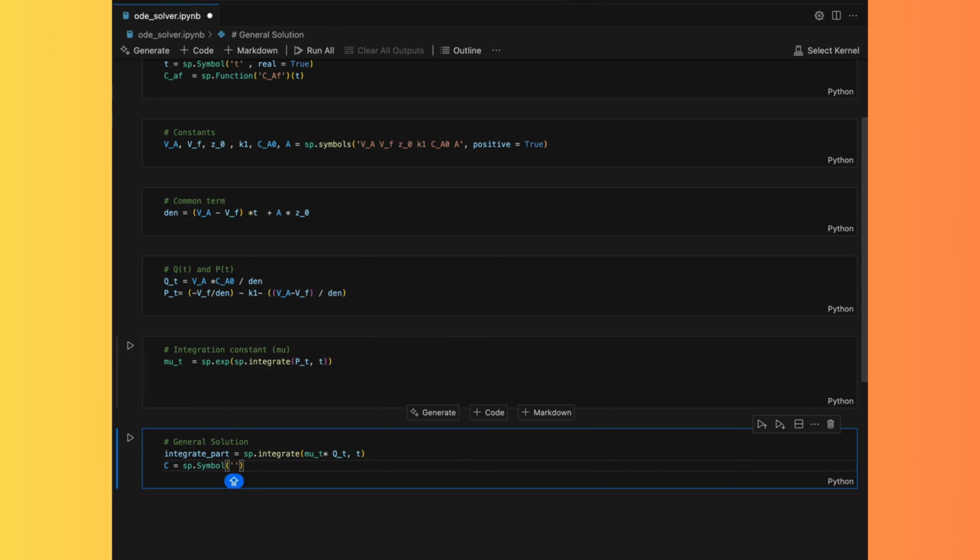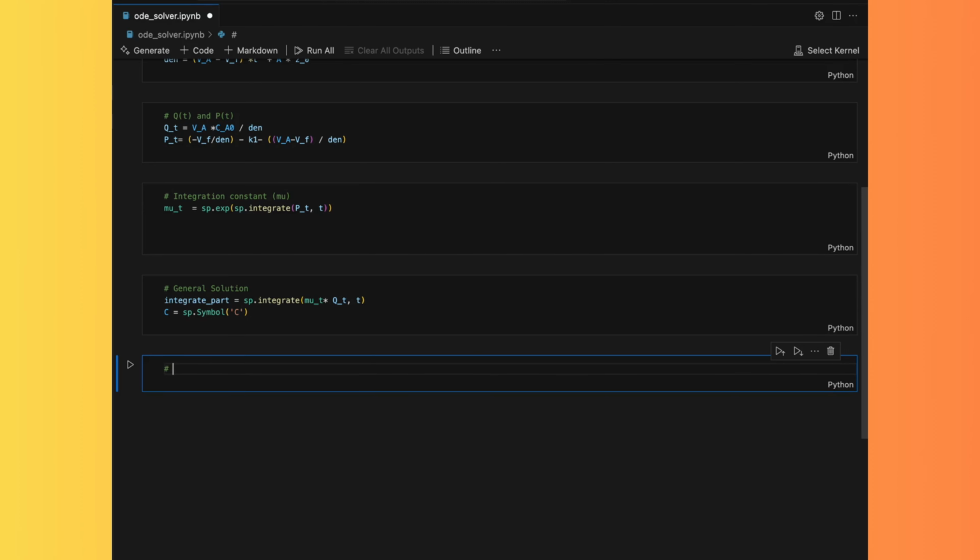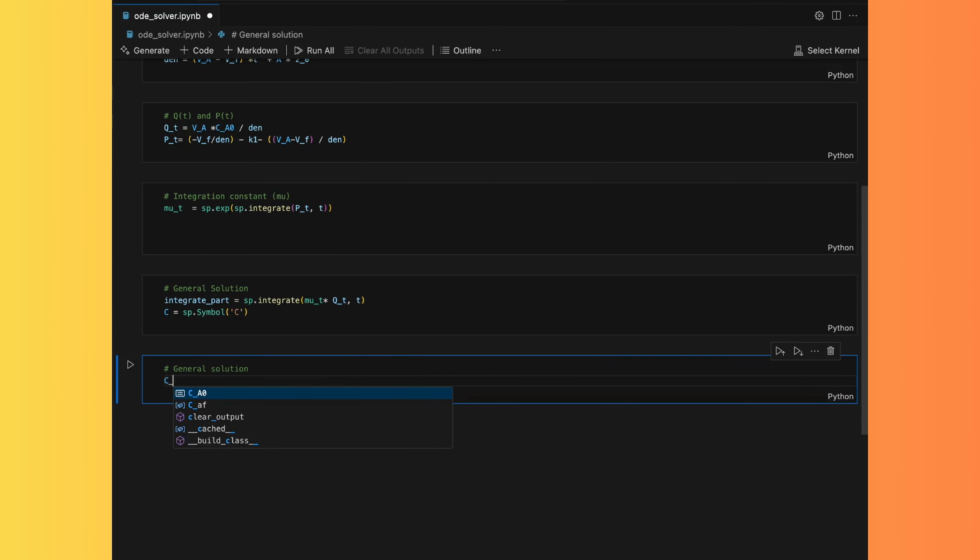Let's write uppercase C, and then the general solution. General is the integration part plus C. Okay.